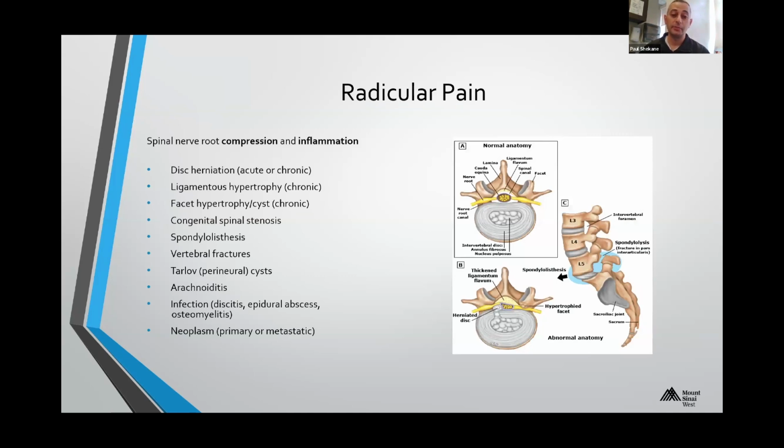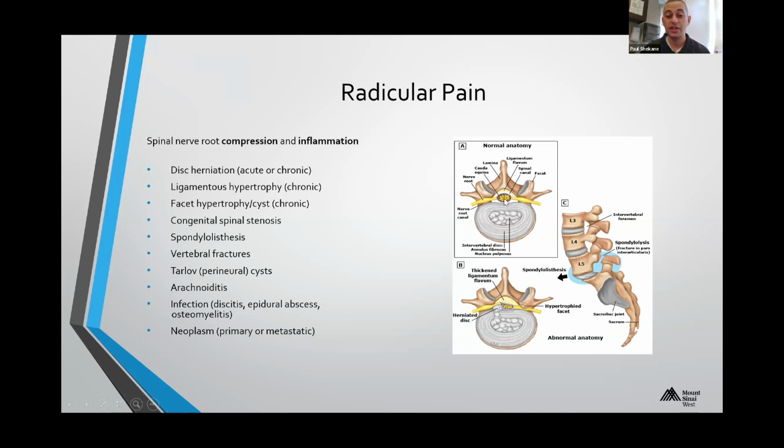So talking about radicular pain, like I mentioned, related to usually compression and inflammation of the spinal nerve roots. The most common causes are disc herniation, but also ligamentum flavum hypertrophy can impinge on the spinal nerve as well. The facet joints, as we get older, just like a patient who has knee arthritis, can hypertrophy. And if you look on this figure here, there's not a lot of room for facet hypertrophy before you start impinging on the foramen where the nerve root is coming out.